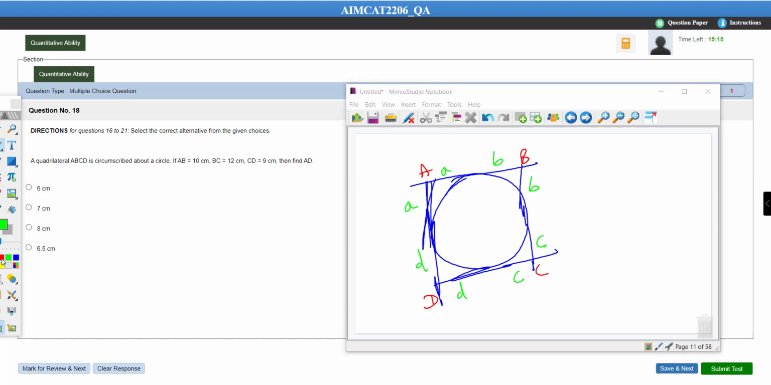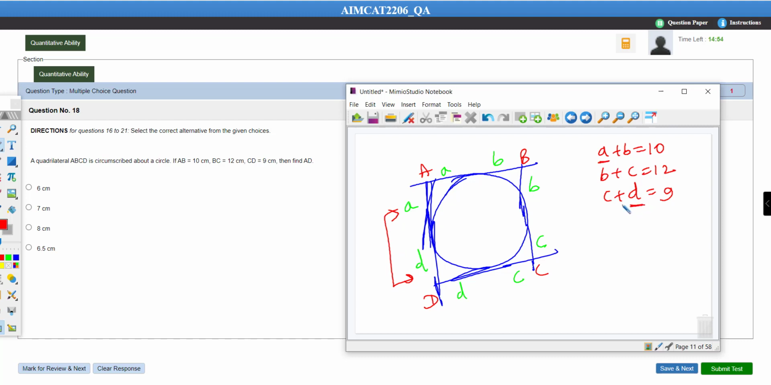Okay, so now we know that AB is 10, means a plus b is equal to 10. Then BC is 12, means b plus c is equal to 12. Then CD is 9, means c plus d is equal to 9. We want to find a plus d. A is here, d is here.